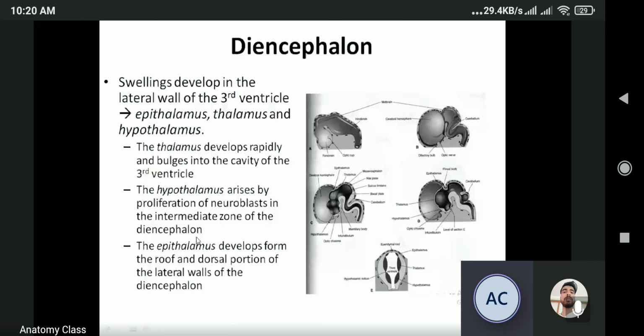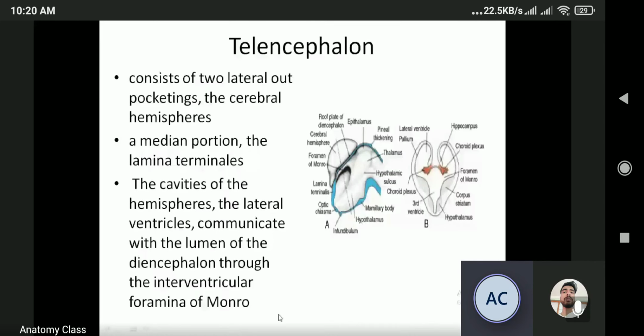Now, telencephalon. It consists of two lateral outpocketings, the cerebral hemispheres, which you can see over here, and the middle portion, the lamina terminalis. Look at it, this is the lamina terminalis and this is the cerebral hemisphere. The cavity of the hemisphere, the lateral ventricle, communicates with the lumen of the diencephalon through the interventricular foramen of Monro. So you can see the foramen of Monro over here.